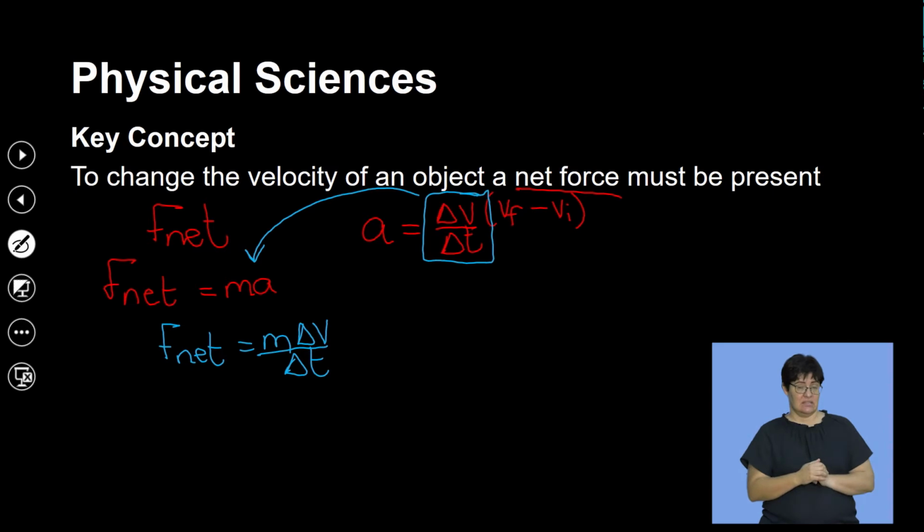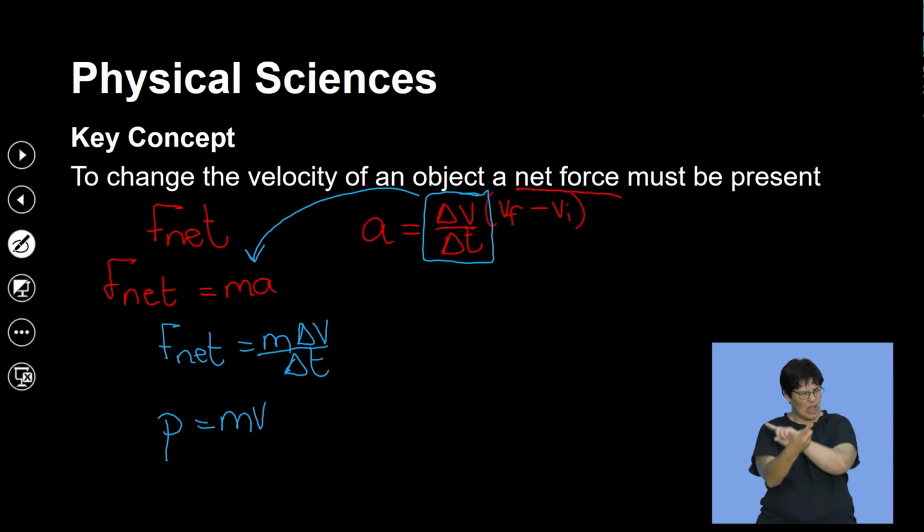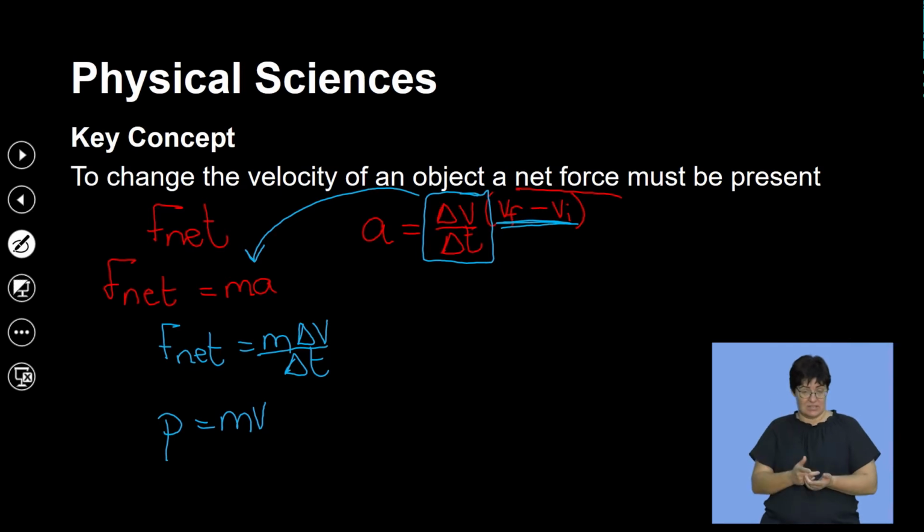Now we're starting to see something that looks a little familiar, because I've got a mass and I've got a velocity, and we know that momentum is mass times velocity. But that's a change in velocity. So actually, I can rewrite this equation again. Okay, so now I'm going to expand it. So instead of delta V, I'm going to put this. Okay, so keep with me.